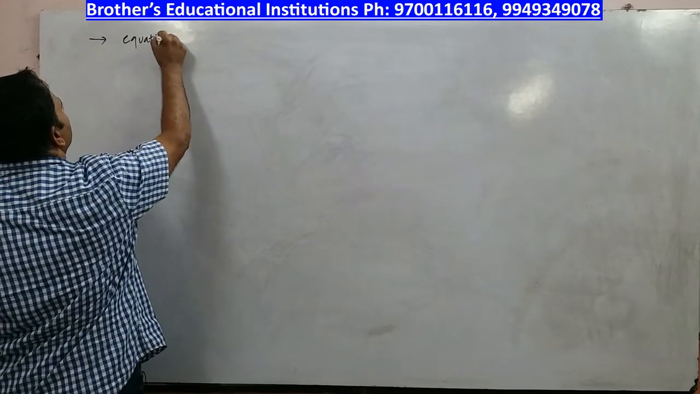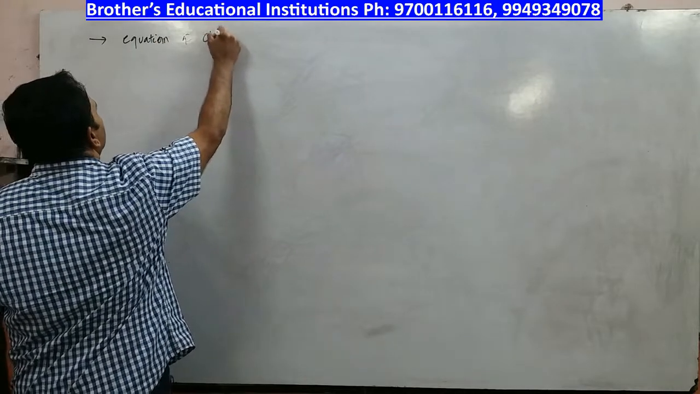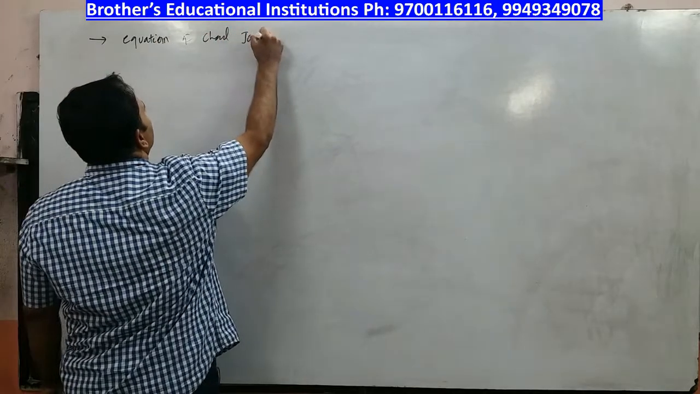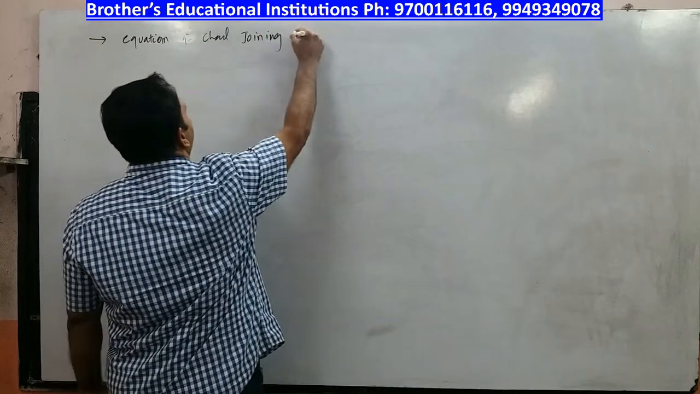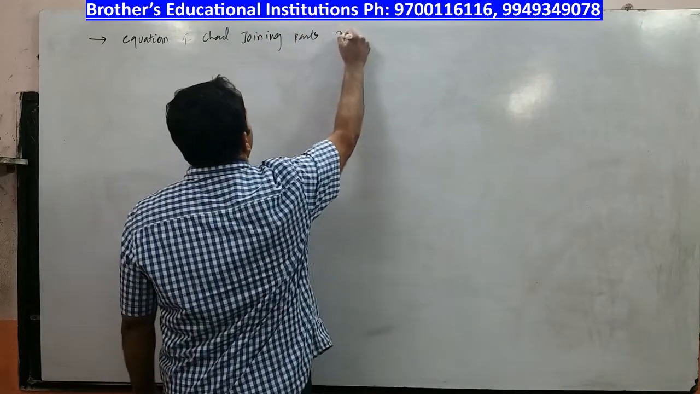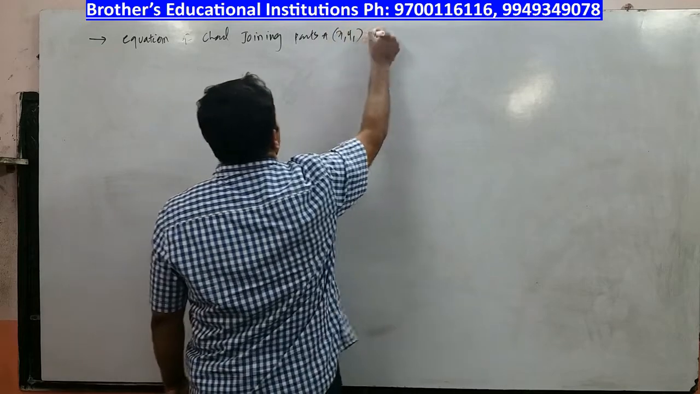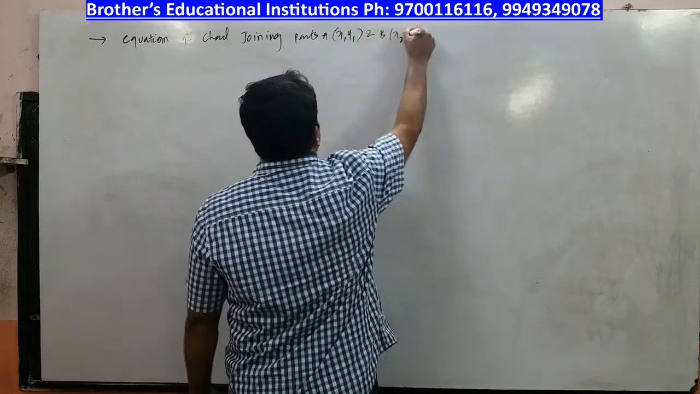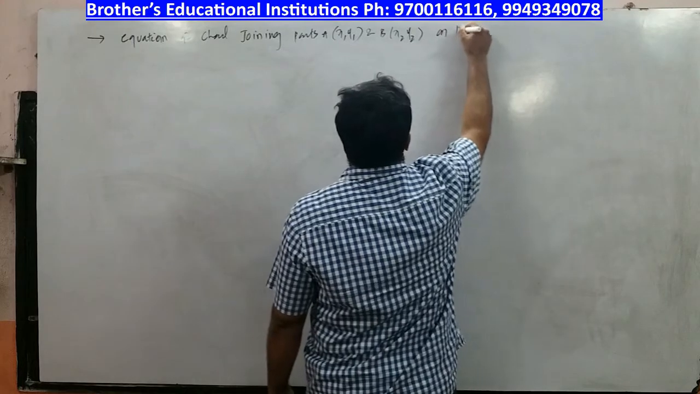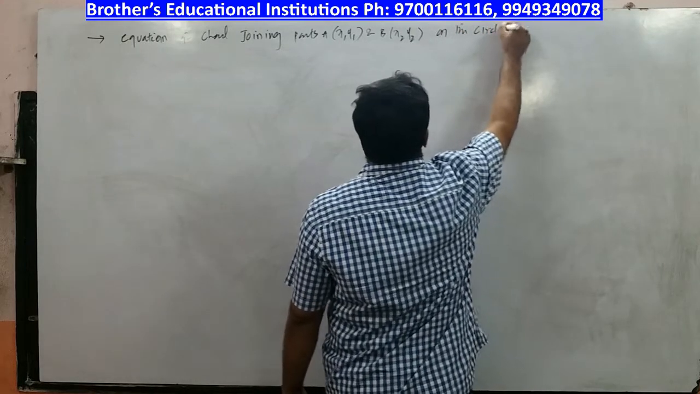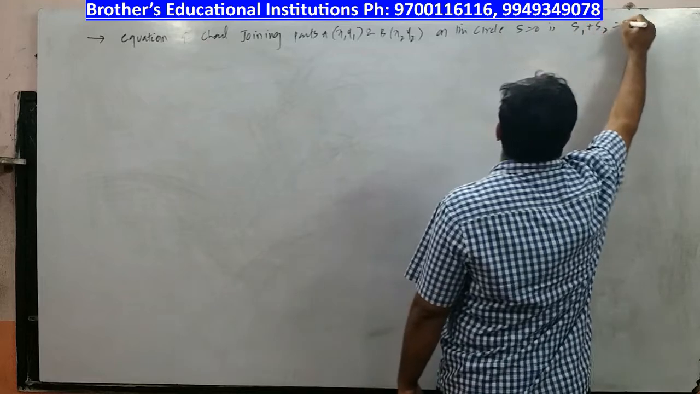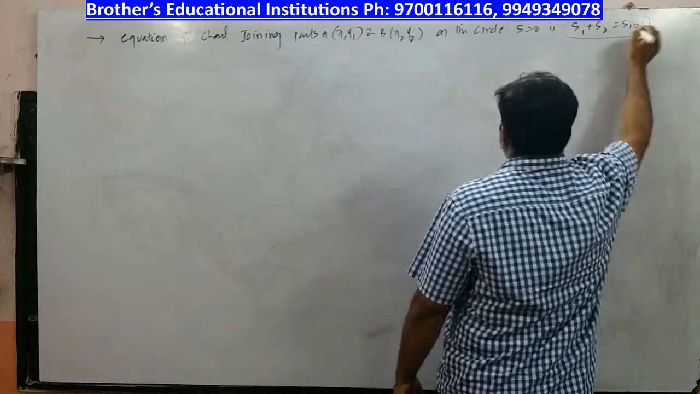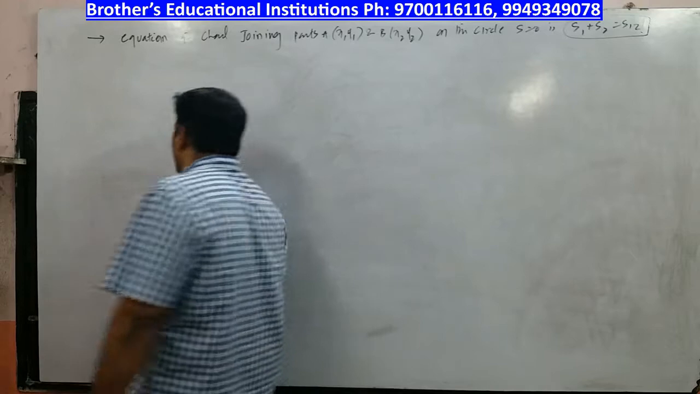Equation of chord. See, this is all based on notation only. Equation of chord joining points A (x1, y1) and B (x2, y2) on the circle S = 0 is S1 + S2 = S12. Right? This is only for notation format. In few problems it is used.